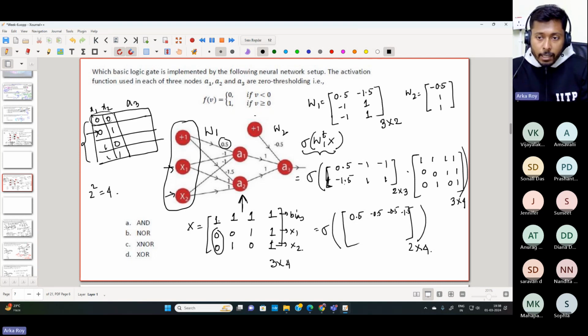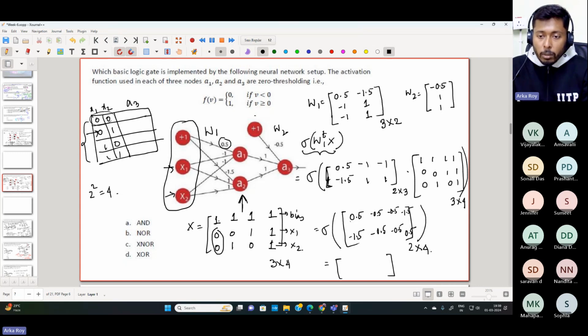In the second case, what will be the output? The first one is minus 1.5, the second one is 0, then minus 0.5, then again minus 0.5, and the last one is 0.5. So yes, this is correct. So if I use the sigmoid function for all these values, what will be the output?